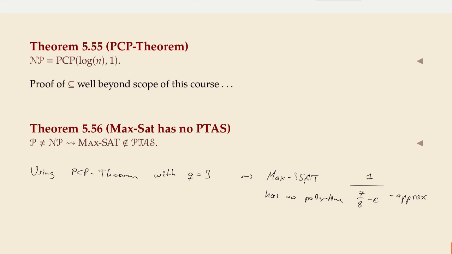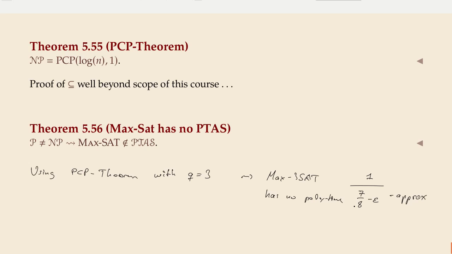So for max 3 SAT, the current knowledge is perfect. You can approximate it to 7 over 8 by a not extremely complicated algorithm. It's trivial if every clause contains exactly 3 different literals. Then you can just pick a random assignment. And you can show that no better algorithm exists.